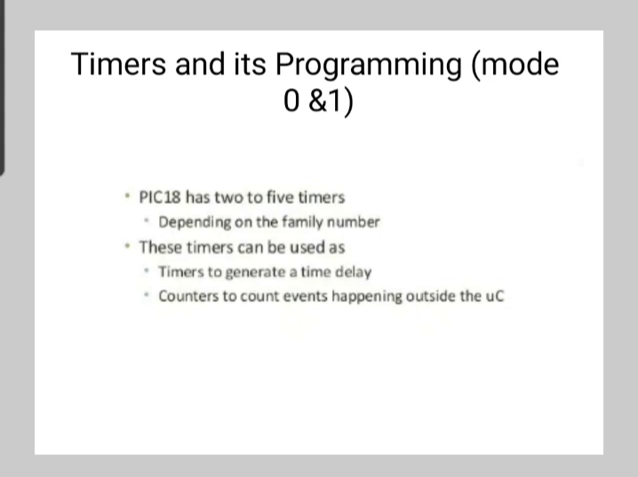So PIC 18 has 2 to 5 timers depending on the family number. As the family number varies, the timer number also varies. As we have seen, the PIC 18 F452 microcontroller has 4 programmable timers. These timers can be used as timers to generate a time delay, and they are also used as counters to count the events happening outside the microcontroller.